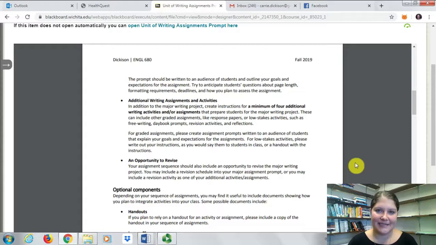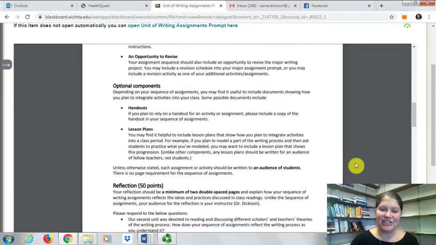And then the last piece of this is an opportunity to revise. So revision needs to be a clear part of this sequence in some way. And there's different ways that you can do this. You can explicitly include a revision schedule as part of the major writing project prompt. Or if you want, you could also include a revision activity as one of your additional activities or assignments. And if you have other ideas for how to include it, you can run those by me as well. Those are just 2 examples of how you might include that in the sequence of assignments.